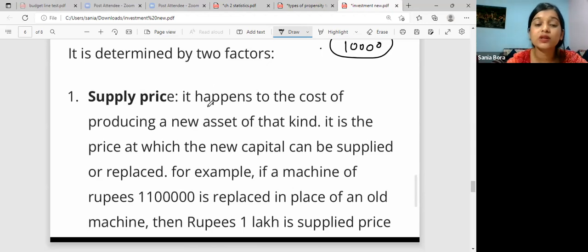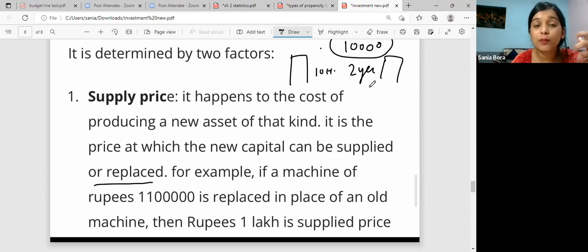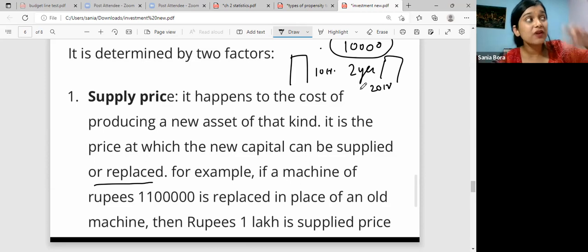First is supply price. What is supply price? It is the cost of producing a new asset of the kind. It is the price at which the new capital can be supplied or replaced. For example, I bought this home for 10 crore, but after 2 years I want to sell it and I will get 20 crore. That is an investment, because if I sell it in future, it will give me profit. If a machine of 1 lakh rupees replaces an old machine, then 1 lakh rupees is the supply price.